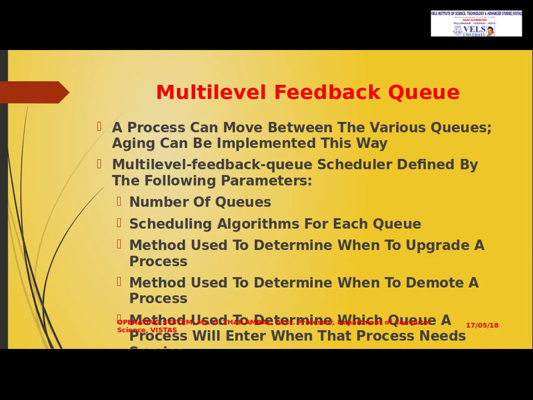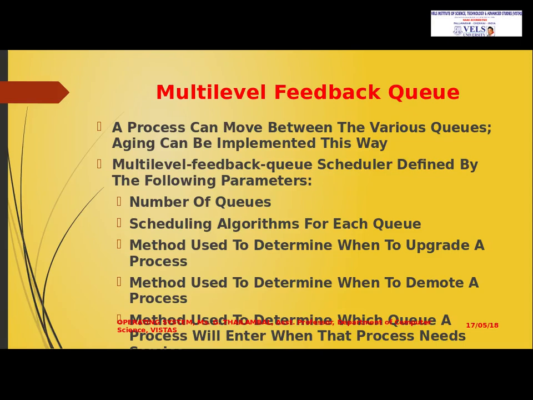But in multi-level feedback queue scheduling, this is overridden. That means a process can move between the various queues. Even a process that is getting starvation in the lowest priority can be moved to the highest priority depending on the time. So multi-level feedback queue scheduling needs to check certain conditions for moving that process. It could be the number of queues it is maintaining, what algorithm it is using for each queue, and which method can be used to upgrade the process. Upgrading the process is moving the process from lowest to highest or highest to lowest, and methods used to determine when to demote a process, when to make the process go to the lowest level.